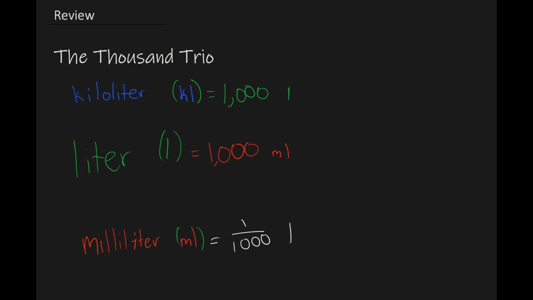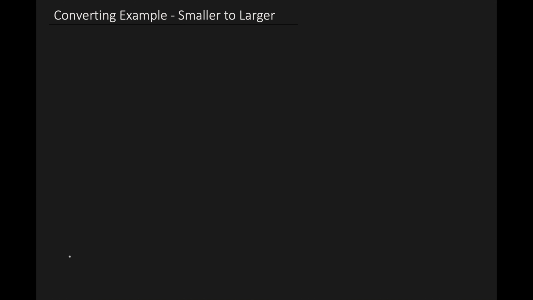So now let's get into the lesson, converting the metric units of capacity. Now that we know these, we're going to start off with converting examples from smaller to larger. Let's say we want to convert 5,000 milliliters to liters. We want to know how many liters is 5,000 milliliters.